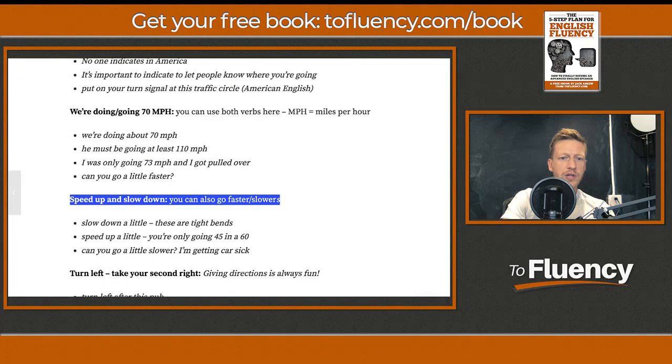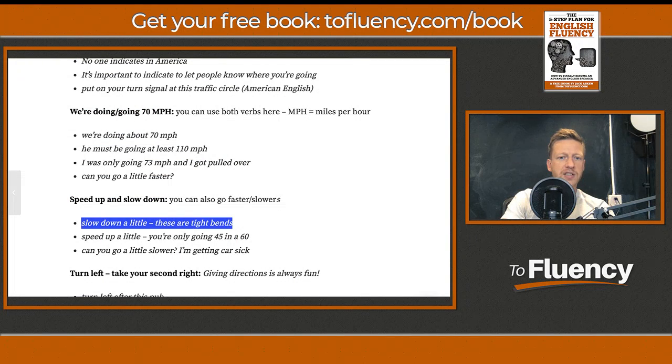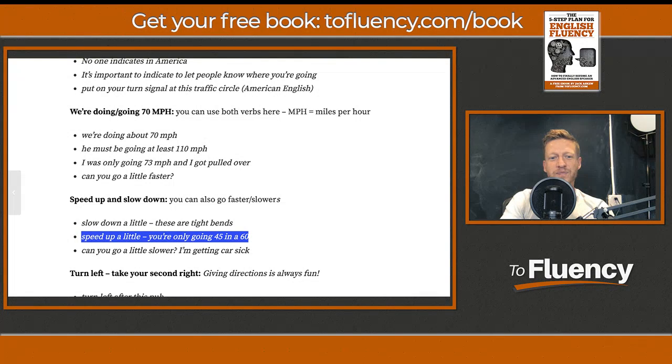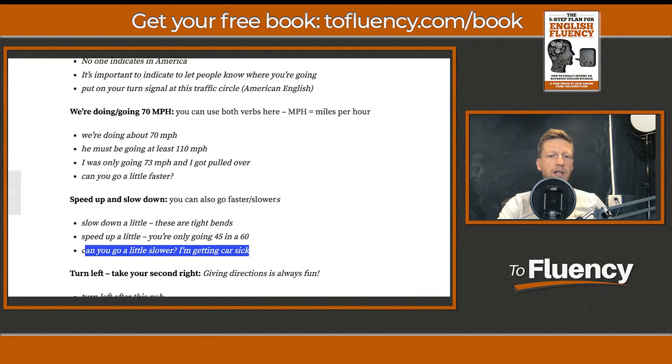So, yeah, slow down a little. These are tight bends. Speed up a little. You're only going 45 in a 60. To say in a 60 means in a 60 mile per hour zone. But people shorten this down. You're only going 45 in a 60. And the next one is, can you go a little slower? I'm getting car sick. Getting car sick. Do you get car sick? Let me know. Do you get car sick?